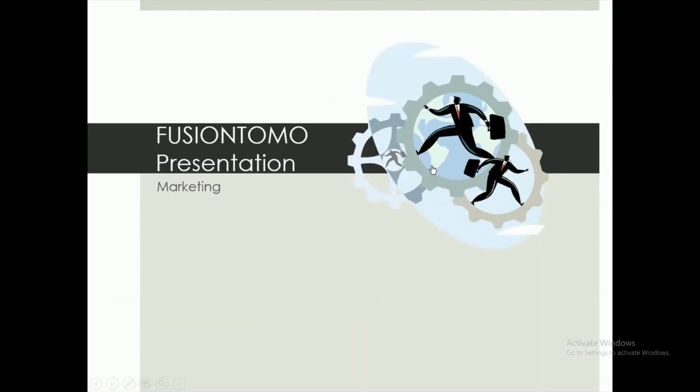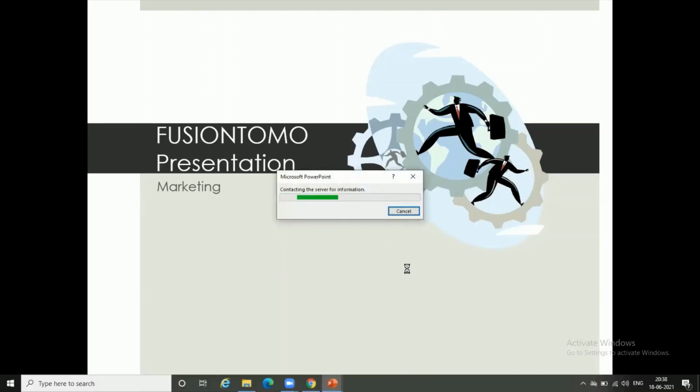And to my surprise, the Google Chrome website will open up on top of the presentation. So I clicked it and you can see it's contacting the server for information. Unfortunately, there is no website known as fusiontumo.com. That's why we are facing this problem. So if a website is not existing, this is what will happen in your presentation. I wanted you all to see it.